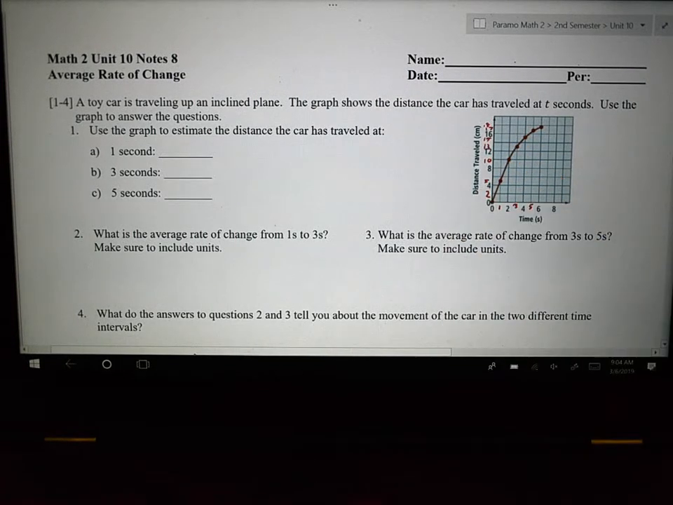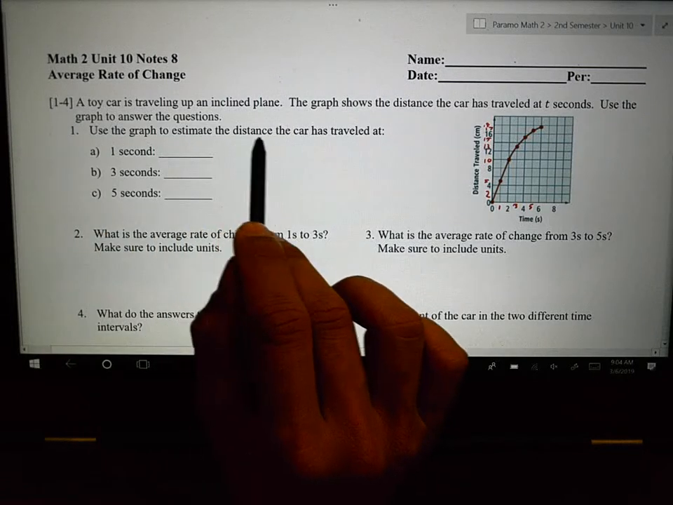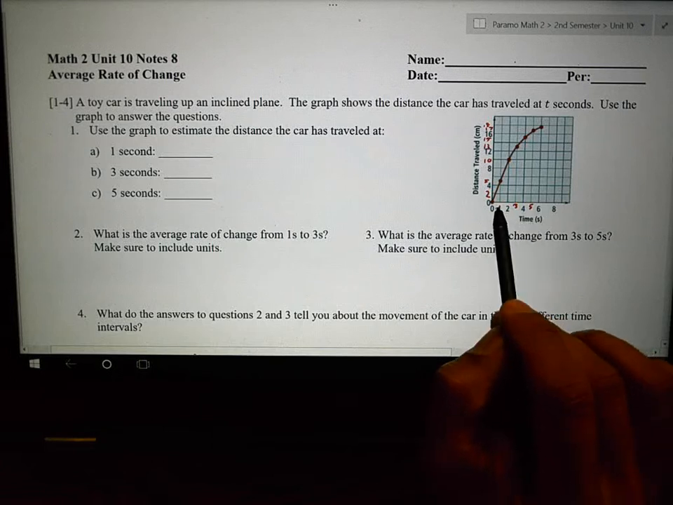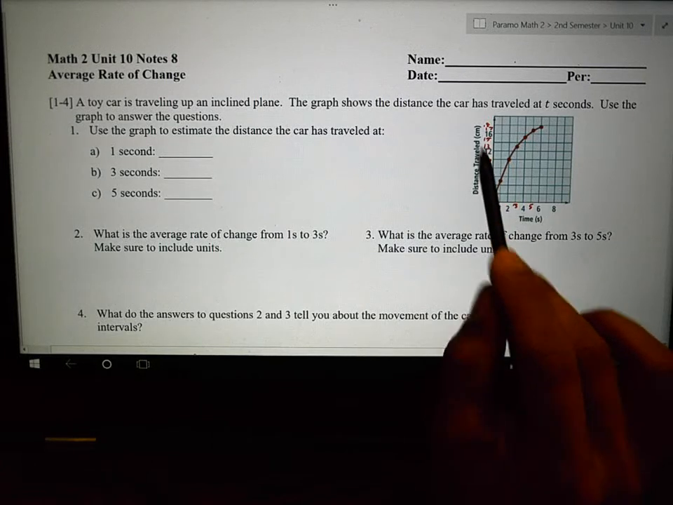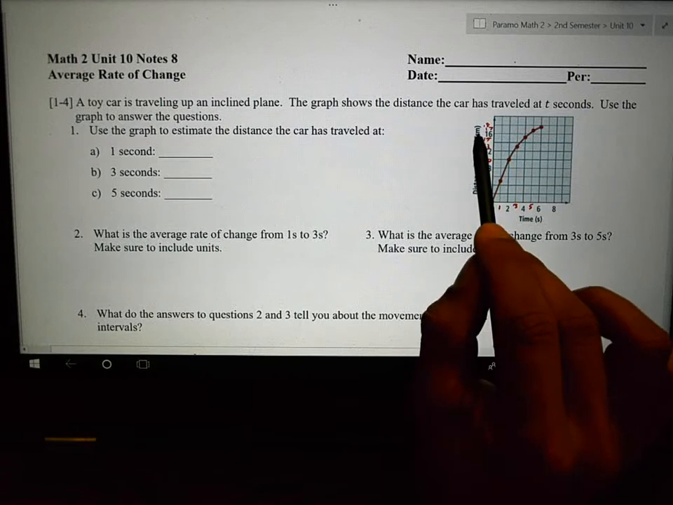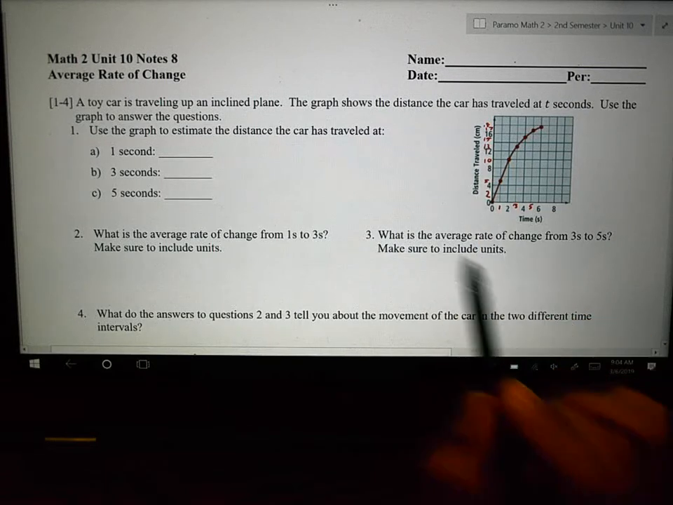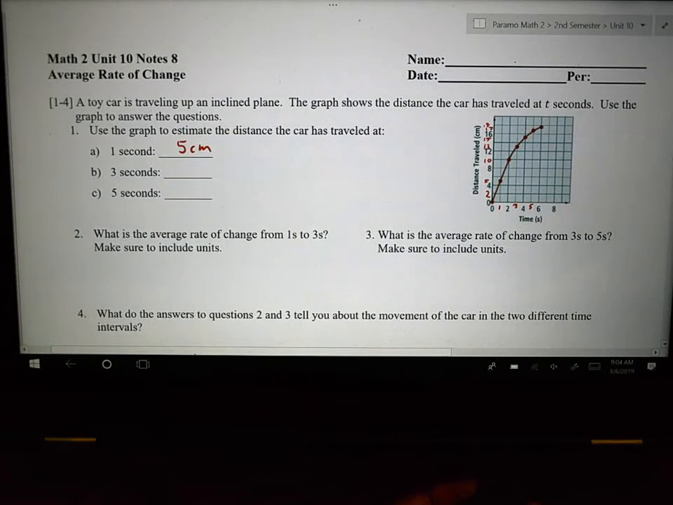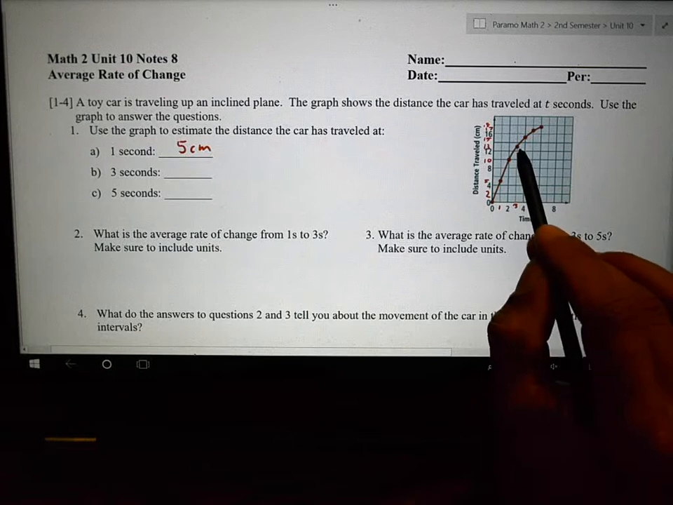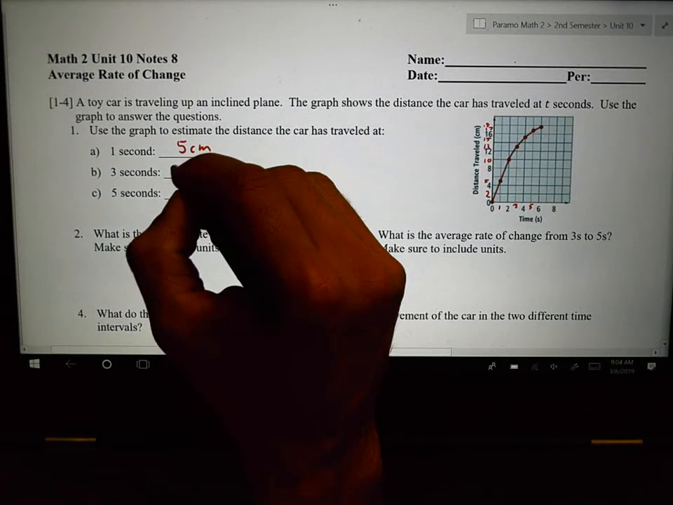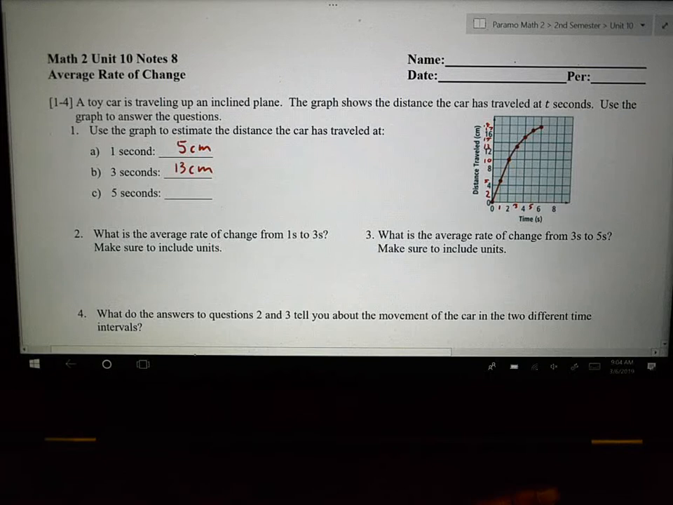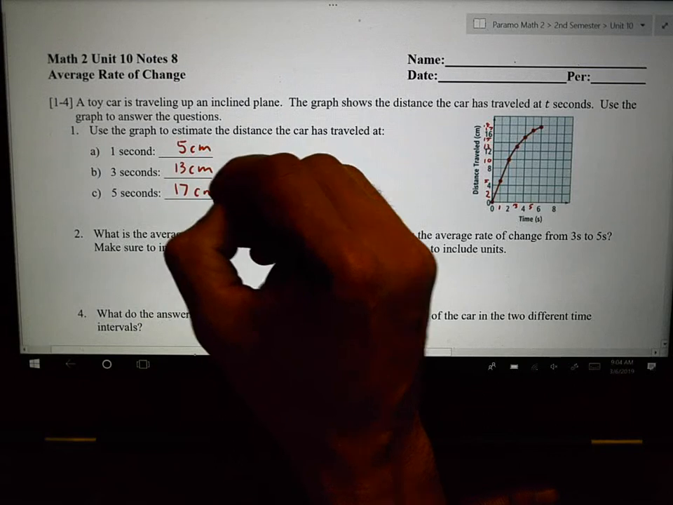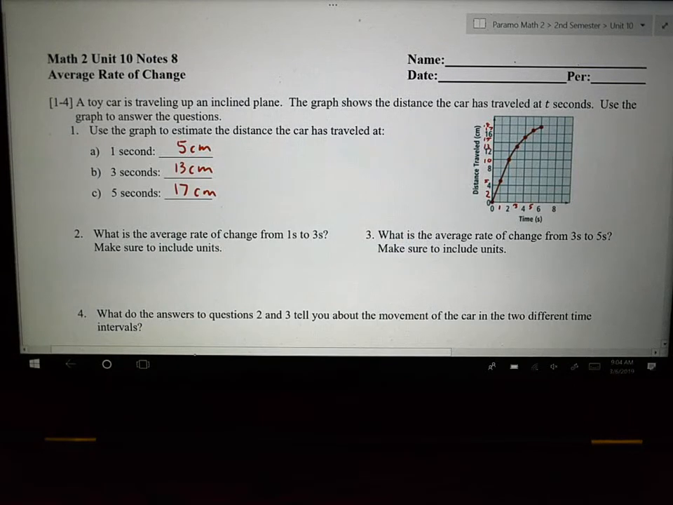And so I do that because it says use the graph to estimate the distance the car has traveled at 1 second. What they're asking you is if I go 1 second, what's the distance that this car has traveled? It has traveled how many centimeters? It has traveled 5 centimeters, so we just put 5 centimeters in there. 3 seconds, how far has it traveled? If you look at that, I'm thinking it's about 13 centimeters. It's fairly simple, right? 5 seconds, it has traveled about 17 centimeters, and that's the first part of this question.